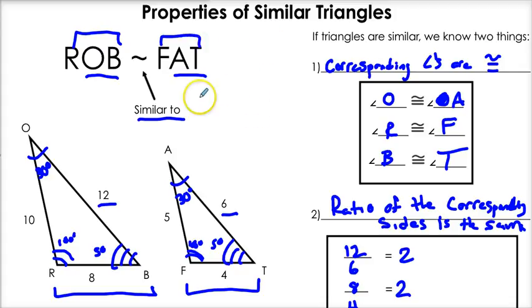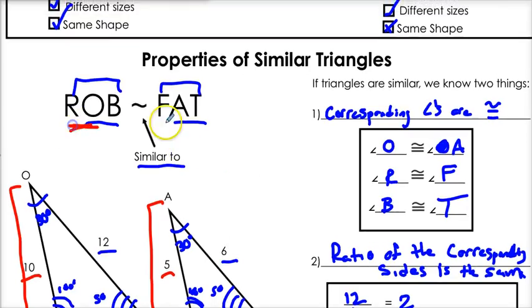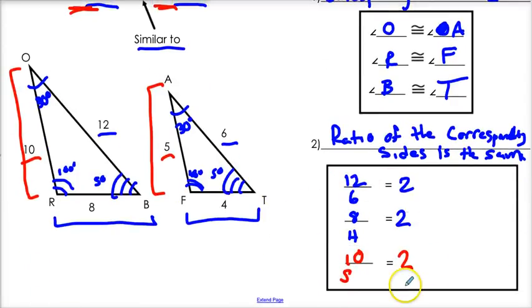And then finally, we have the ratio of OR to AF. Once again, that ratio is 10 to 5. Got these numbers right here. And the ratio of 10 to 5 is 2. Once again, you'll see that RO and FA are also in the same position. So the ratio of all the sides will always be the same. Now this ratio that's the same is called the ratio of similitude.